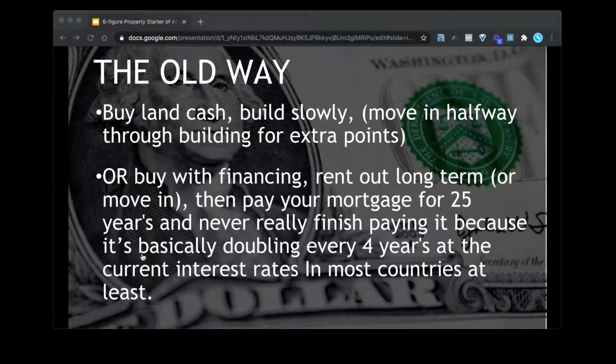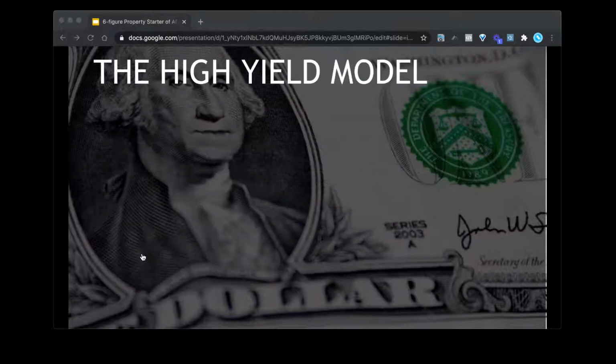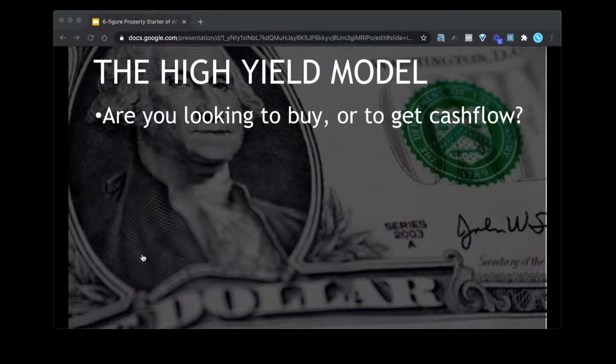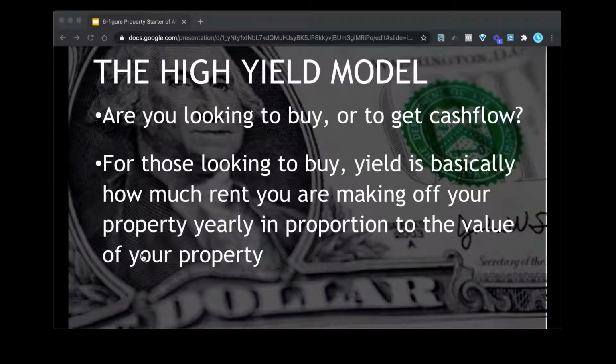Or what a lot of people are doing now is buying with financing, renting it out long term, or moving in, then paying your mortgage for 25 years and never really finishing paying it. Because look, if you have a 25% mortgage, it's basically doubling every 4 years. And that's really the current interest rate in most countries at the moment, okay? But our model, when you're looking to buy or get cash flow, it differs, okay? And we'll be talking a lot more about that.